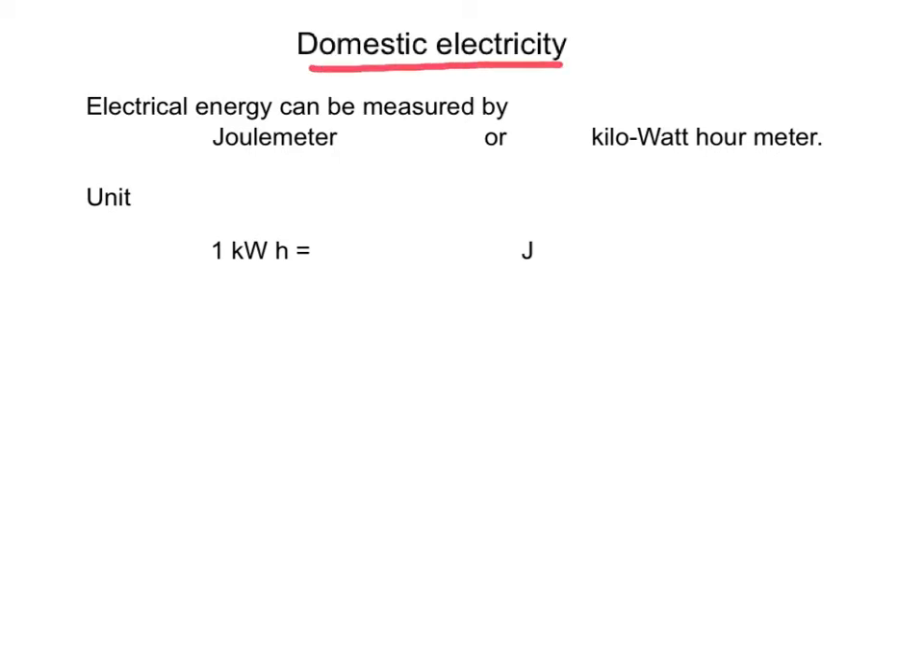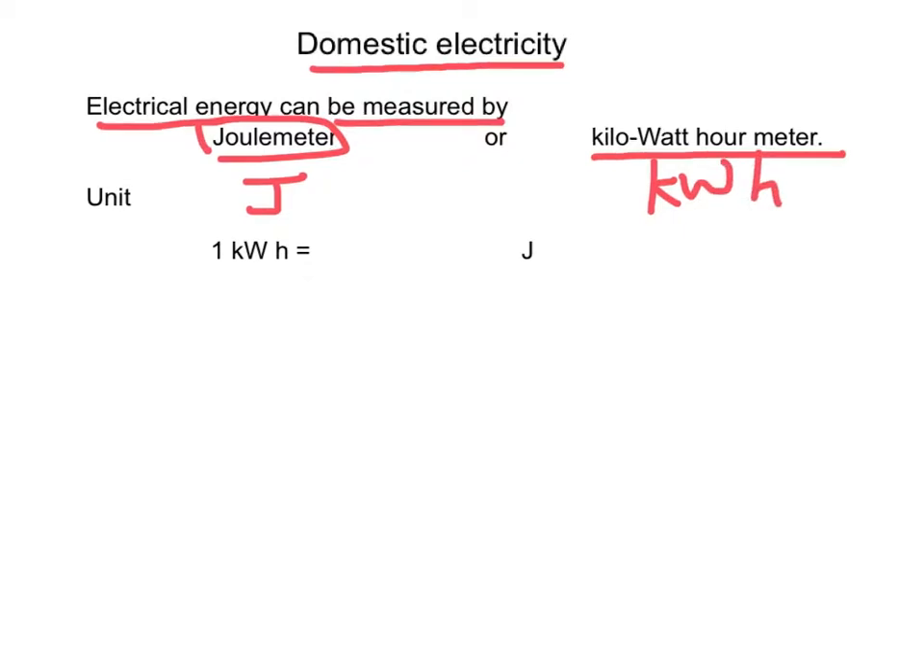Domestic electricity. Electrical energy can be measured either by joule meter with unit of joules or by kilowatt-hour meter with unit of kilowatt-hour. Notice that 1 kilowatt-hour of energy is equivalent to 3.6 times 10 to the power 6 joules.